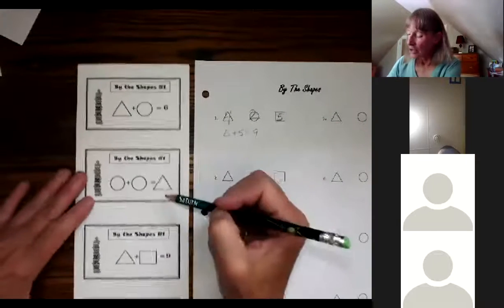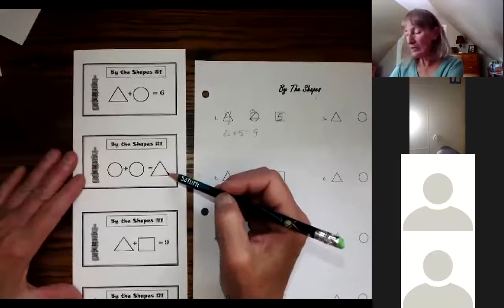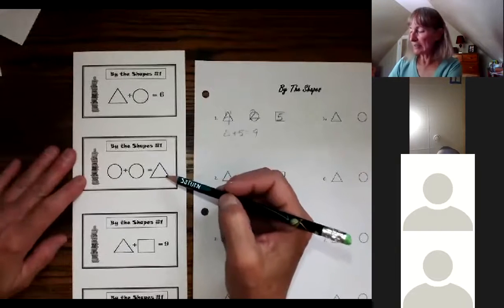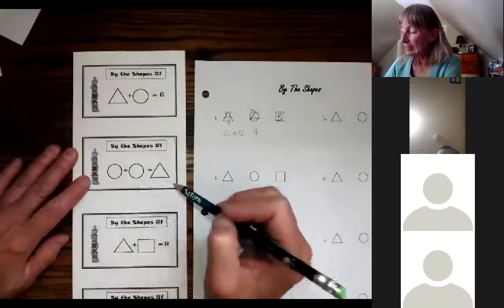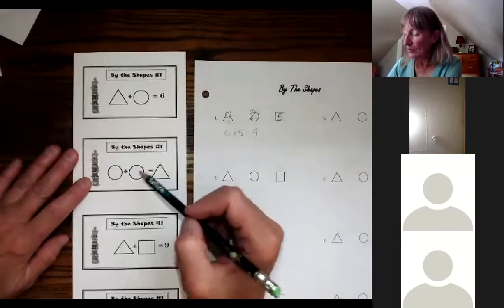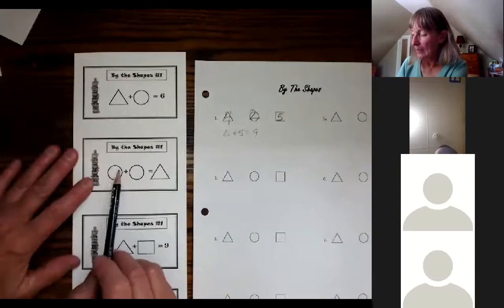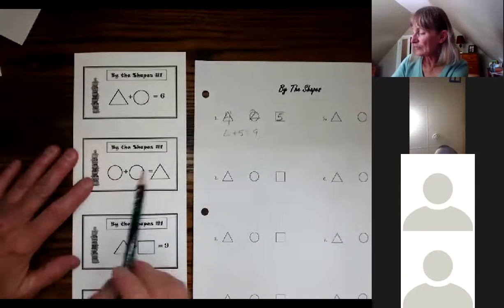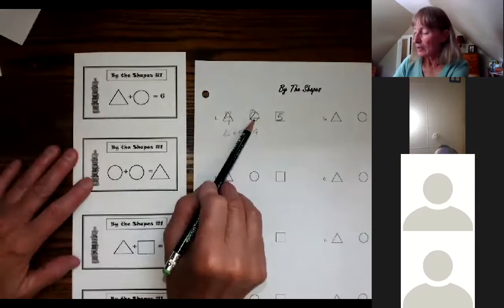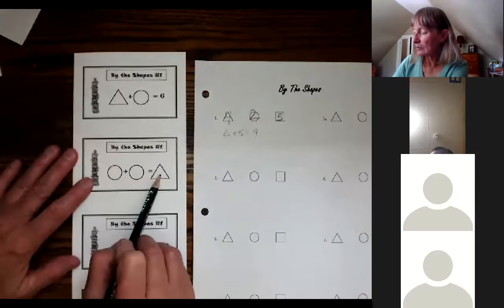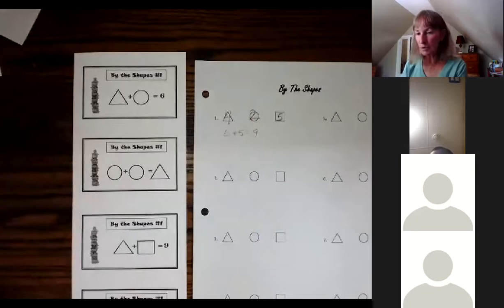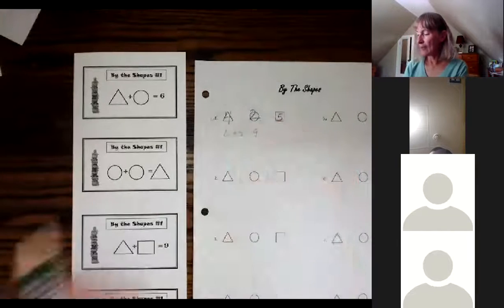Now, you might be tempted to say, oh, I don't need to bother with this one. I already know what it is. But it's a good idea to go ahead and fill in the numbers and make sure that it works. And every time you see a circle, we've said that has to stand for the number 2. So 2 plus 2 equals 4. Oh yeah, that works beautifully. Done with that one.